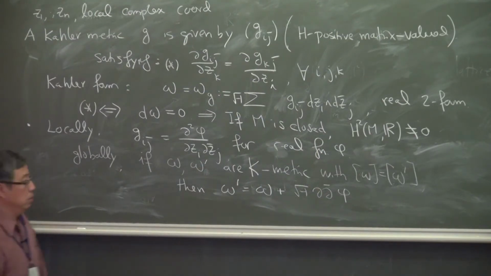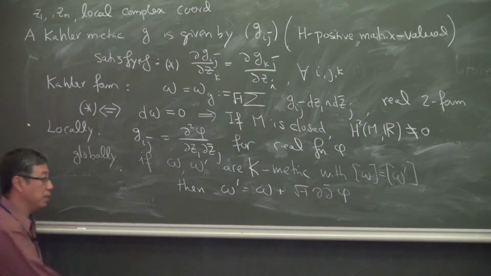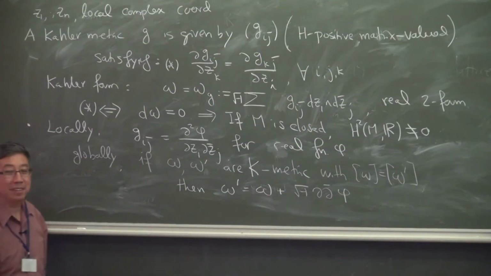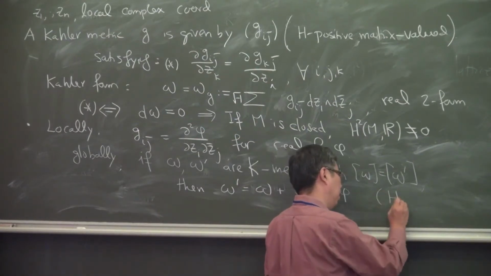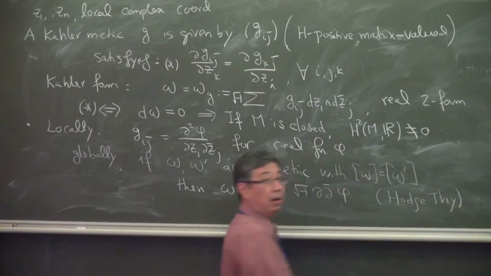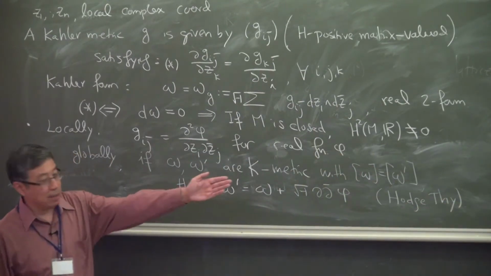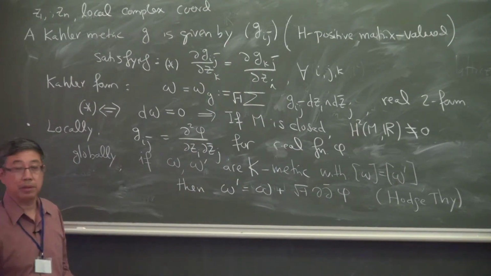So this again is a normalization to make things real, because dd bar is not quite real yet. Okay, so this is by Hodge theorem. So locally it is as simple as that. Globally, you need to appeal to some deeper theory.